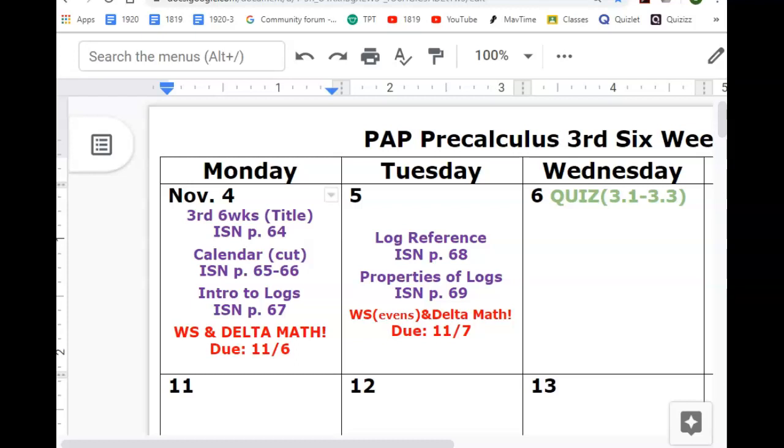So tomorrow you have a quiz on 3.1 through 3.3. It's always at the top of your notes, so you'll know what ISM pages to go look at. Today you're going to have another assignment. You're only doing the evens, okay? And you have another Delta Math, because I like this stuff in Delta Math.